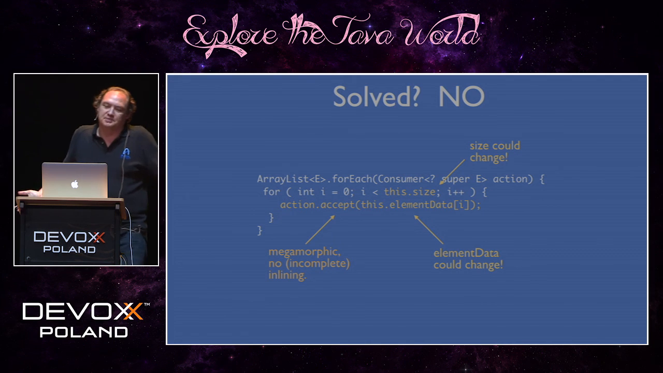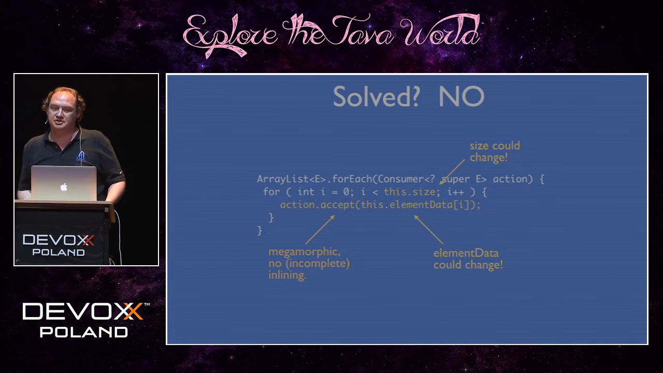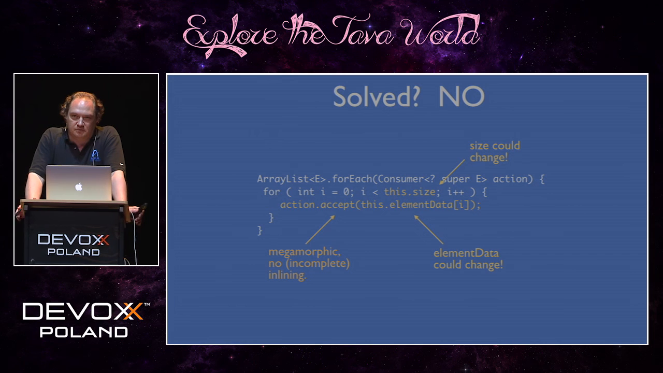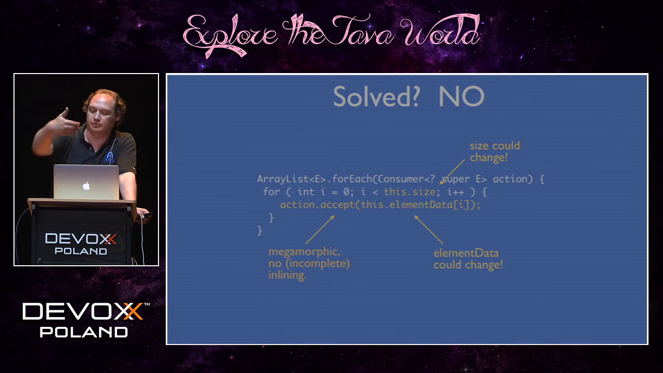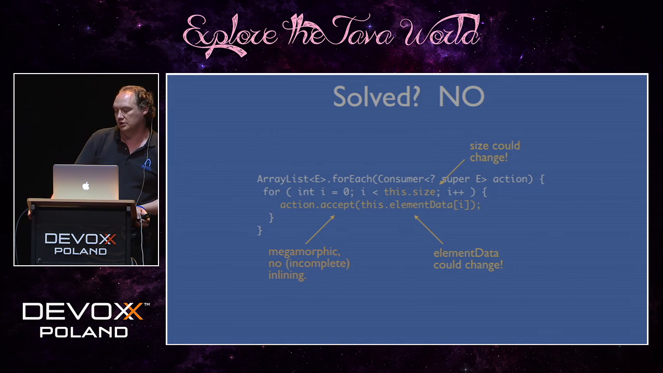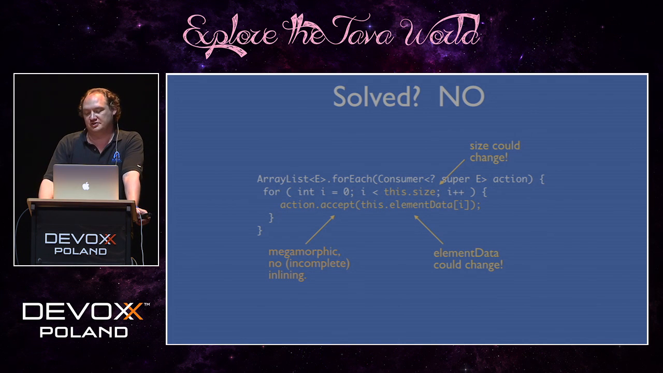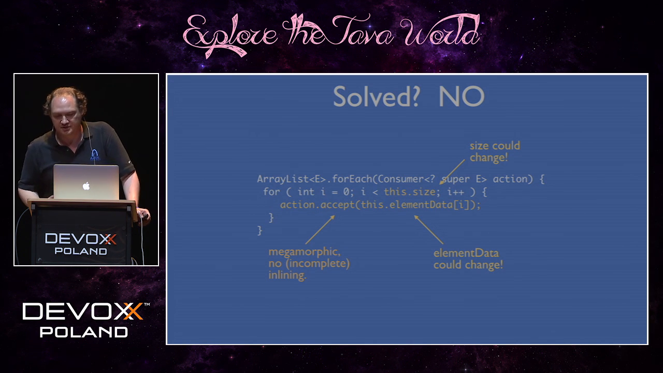So did we solve the problem with this piece of code? Well, no. The trouble with the action accept call is its whole point is to be what we would call megamorphic, to use more than two types. That's the whole point of taking in a function object. If you're lucky, we inline forEach into its caller, and we have the information, and this all just sort of goes away. But if you're unlucky, and that doesn't happen, we're stuck with a call. And then we have to assume that this size could change because it's on the heap. And we have to assume that this element data could change because it's on the heap. And that's not great.